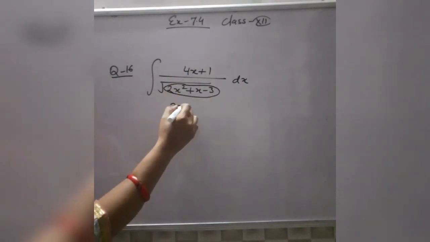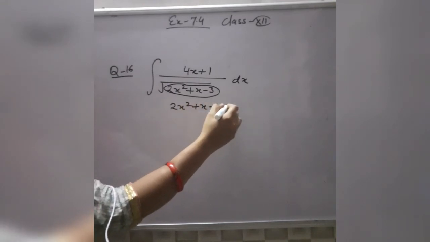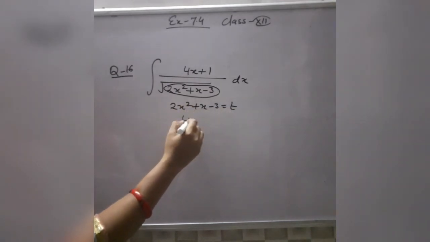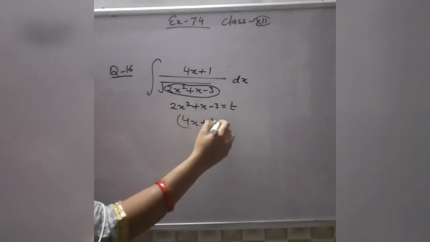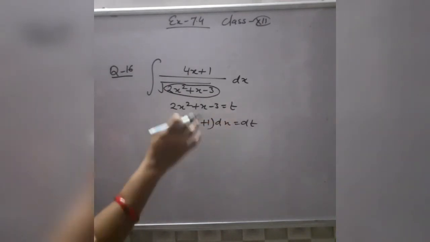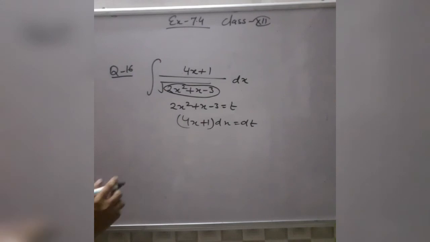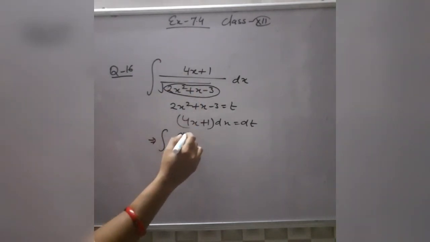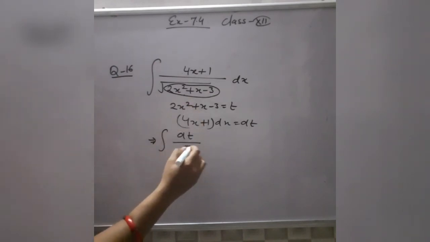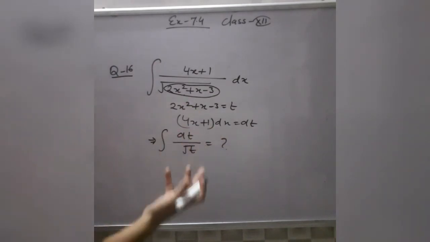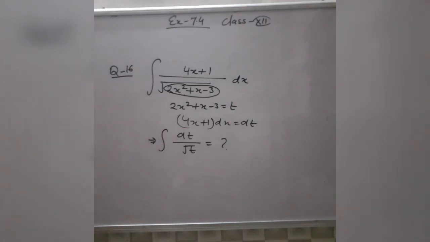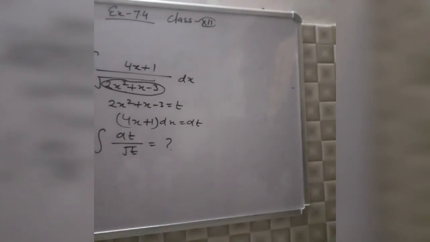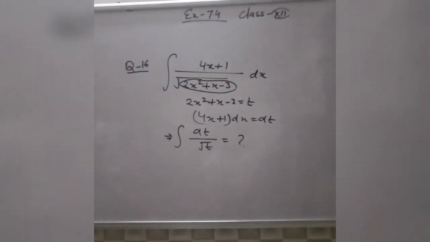If you put 2x square plus x minus 3 equals t, differentiating both sides, it gives you (4x plus 1) into dx equals dt. So no need to use the completing the square method here. Directly you can simplify it by the substitution method. It becomes dt by root t. It's very simple, you can integrate it very easily. 1 by root t can be written as t raised to power minus half, and all of you know very well the integration of t raised to power minus half.